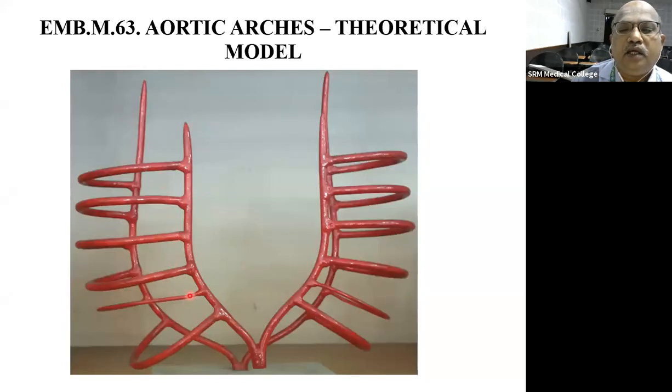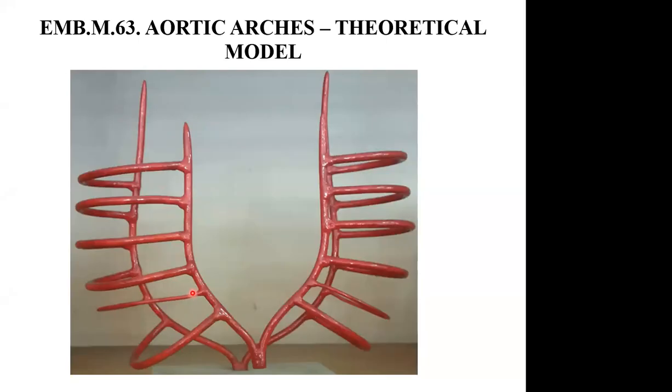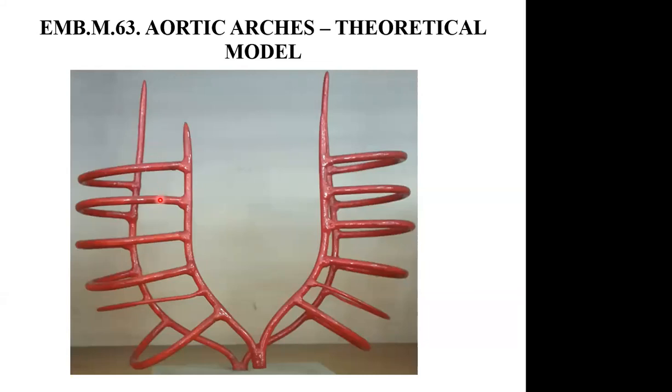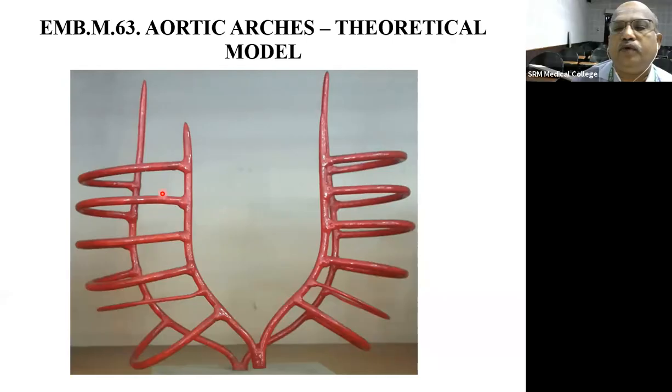Why that? The fifth one degenerates. So 1, 2, 3, 4, and 6. The fifth one disappears. What are the other arches getting disappeared? First and second. Very good. First also disappears, second also disappears, fifth one disappears. So the remaining is your third, fourth, and sixth.